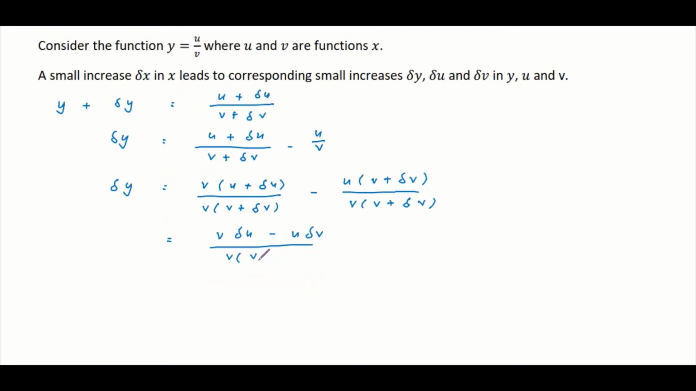Maybe let me just expand this out so you don't need to write so many steps. So v squared plus v small change in v. Okay, just expand it. All right, so now let's try to do the same thing: divide the whole thing by small change of x. So v small change of u over small change of x minus u small change of v over small change of x, divided by v squared plus v small change in v.